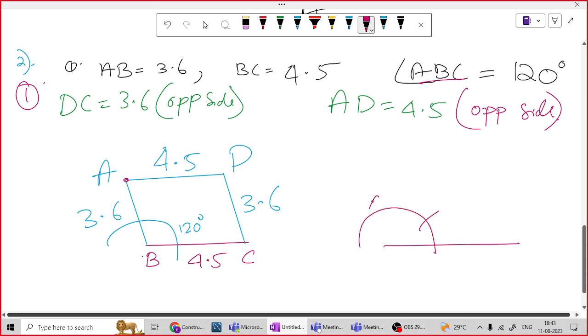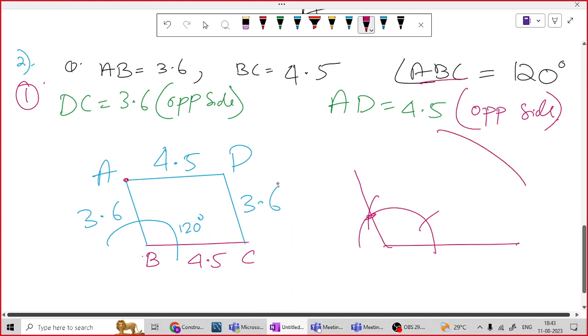Listen carefully. Once after constructing 120 like this, join 3.6, then take 3.6. Why did I take 3.6 here? It's not given, but why did I take it? Because it's the opposite side. Opposite sides are equal. So use your protractor, compass, take 3.6, cut an arc like this. Then what's the other arc I have to cut?